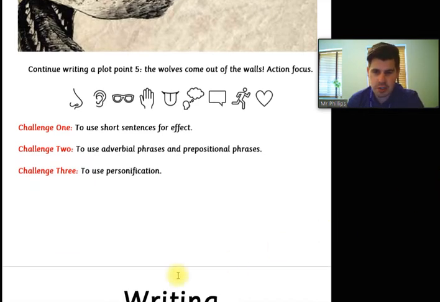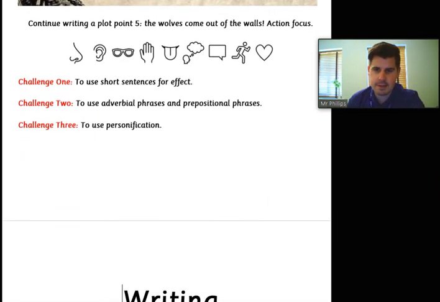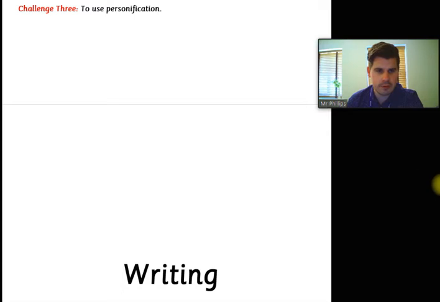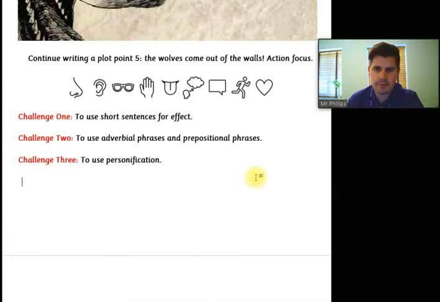Our challenges are to use short sentences for effect, to use adverbial phrases and prepositional phrases, and to use personification. So personification is when you make something which isn't alive, like a tree or a table, sound like it's got human emotions and actions. For example, the tree waved. It's not really waving, but it makes it sound like it's a person.